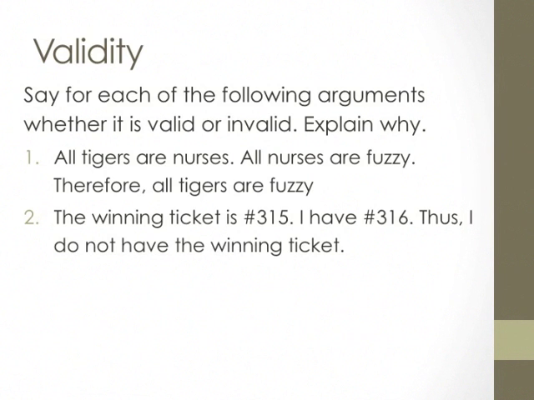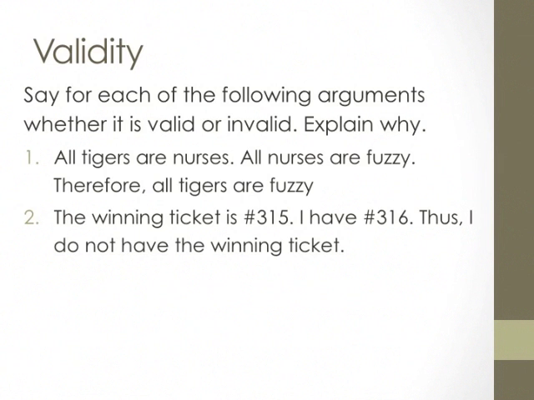So let's take the first, right? Well, this argument is valid. All tigers are nurses. All nurses are fuzzy. Therefore, all tigers are fuzzy. It is valid, but it's not sound. Why? Because it is not the case that all tigers are nurses. As a matter of fact, I don't think that there's even one tiger that is a nurse. So this argument is valid, but it's not sound.